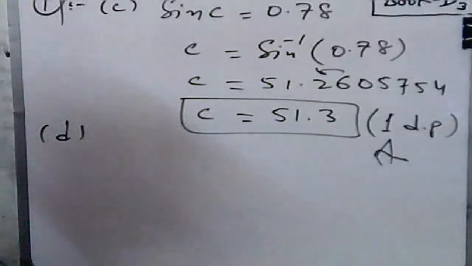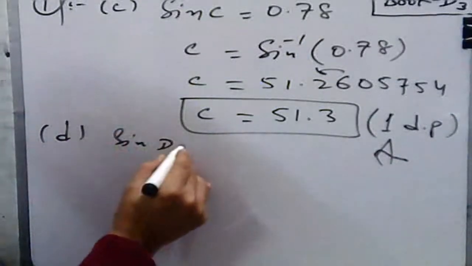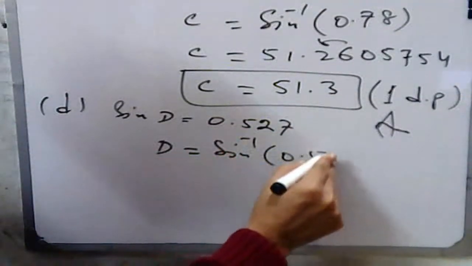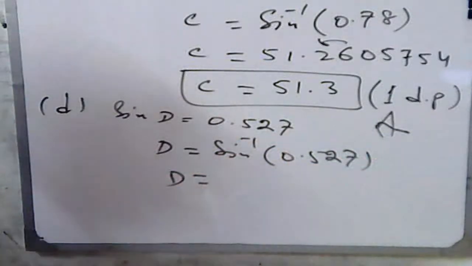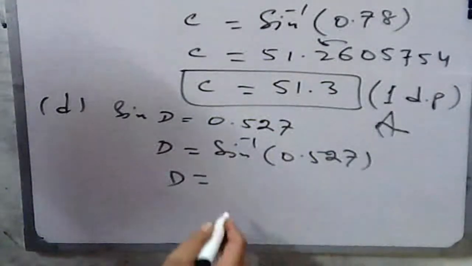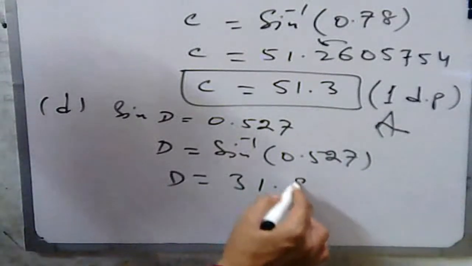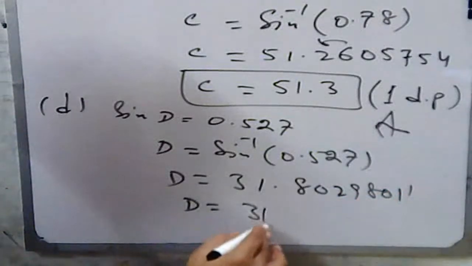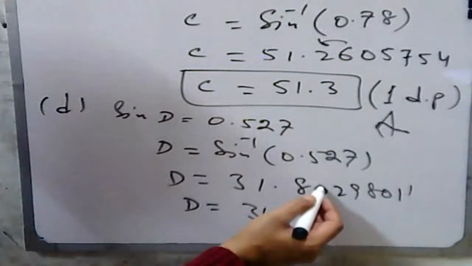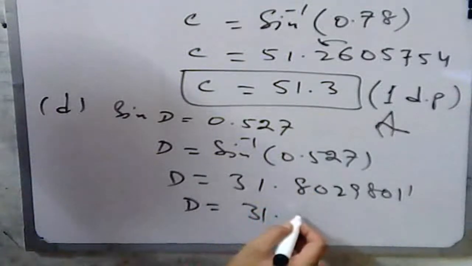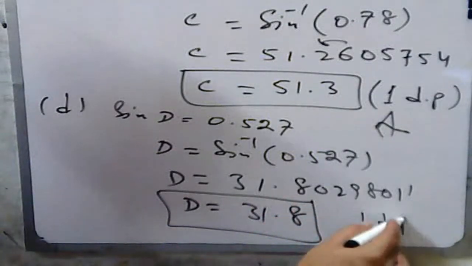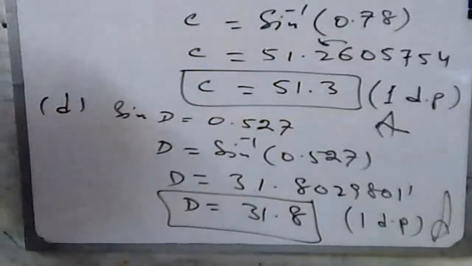Now D part. In D part you have to find sine D is equal to 0.527. We need the value of D, so sine inverse 0.527. By using the calculator, by the same methodology, it will be 31.8029801, but we need up to 1 dp, so 31 point, here the next digit is less than 5, so no need to add anything, we have to write the same, 31.8. So that is your required result up to 1 dp.